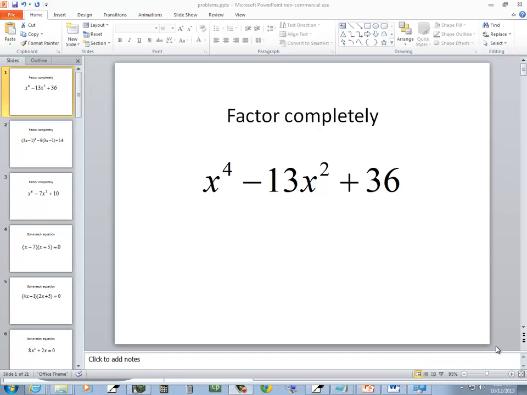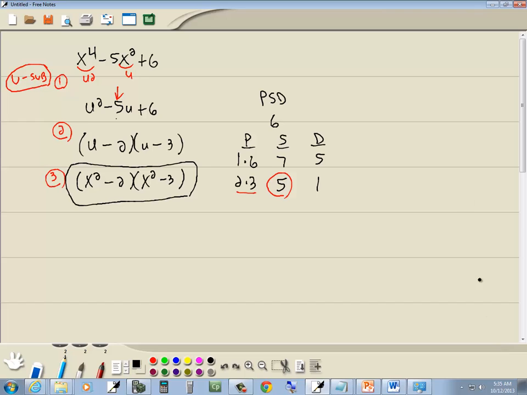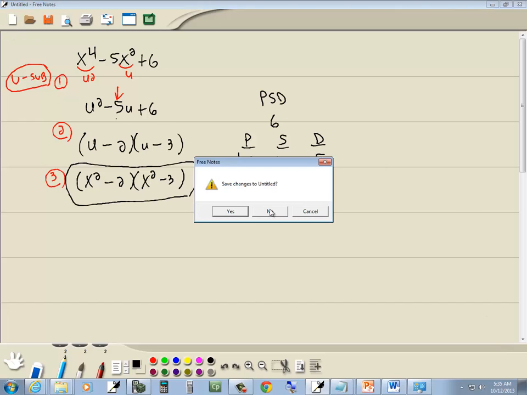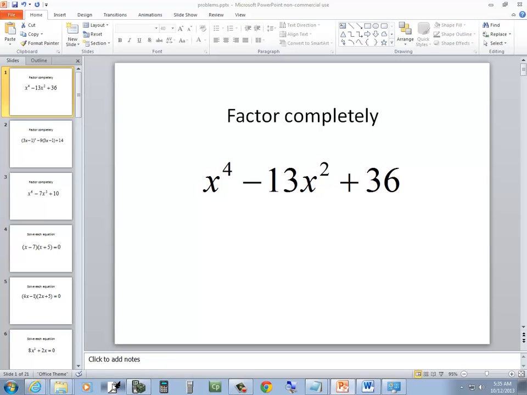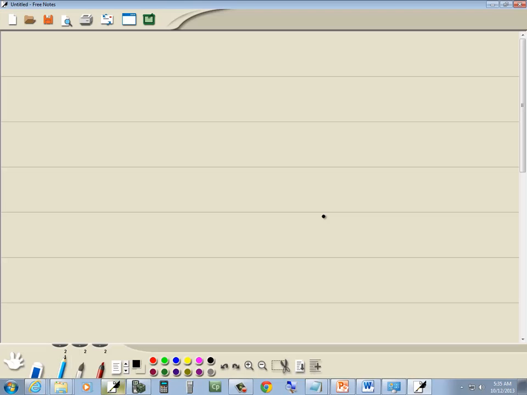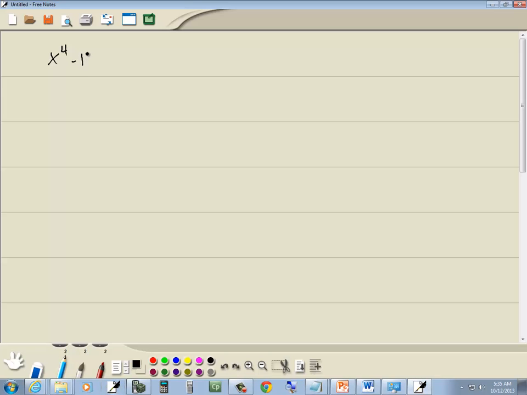In this problem we want to factor x to the fourth minus 13x squared plus 36.